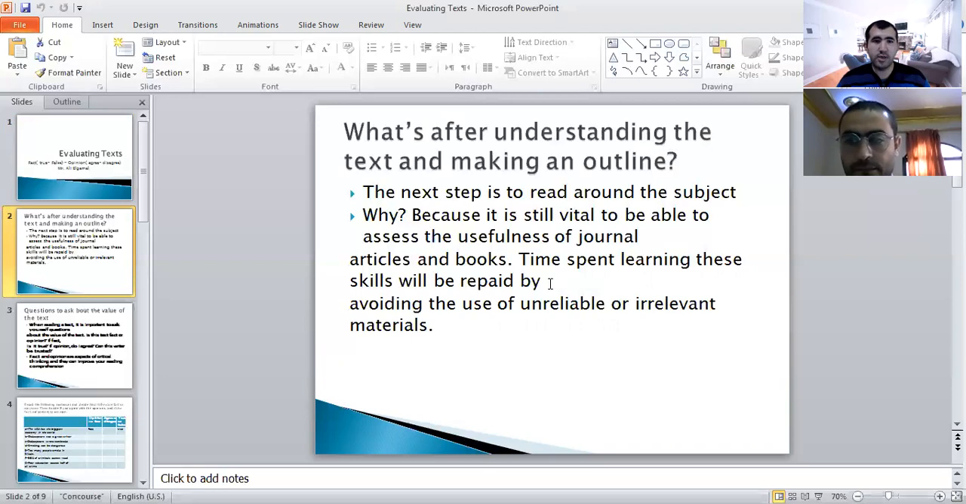Yes, that's right. Time spent learning these skills will be repaid by avoiding the use of unreliable or irrelevant material. So you are not going to waste your time on unreliable or irrelevant things. And consequently, something written by someone we don't know, not an institution, not Cambridge or any other place.